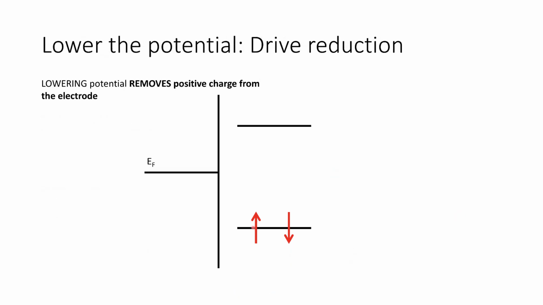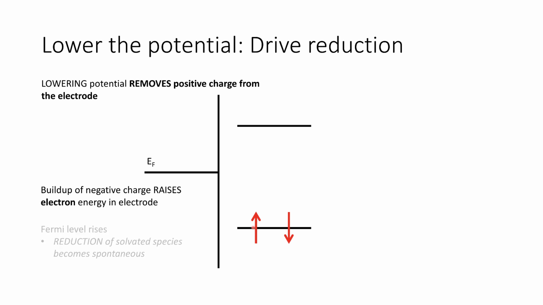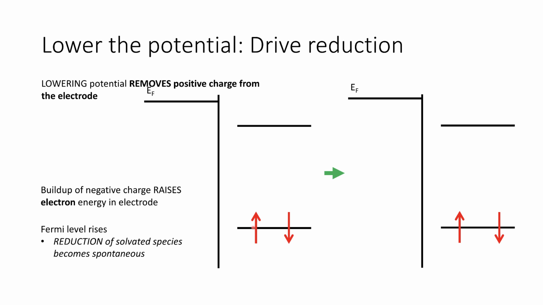If we think about the opposite case, if we lower the potential, we're removing positive charge from the electrode. If we remove the positive charge, the electrons are destabilized, and that raises the electron energy in the electrode, which raises the Fermi level. So in this case, we now have electrons in the electrode which are now at a higher energy, and they can now move from the electrode into solution. And this drives the reduction of the solvated species.